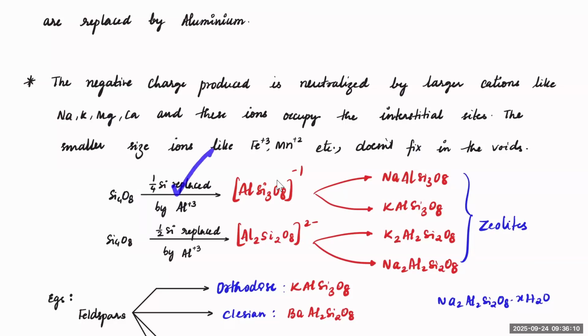And this is one fourth of the silicon replaced. Sometimes two silicons can be replaced. If two silicons are replaced, I'll get this as Al2Si2O8 2 minus. Basically, you can replace some amount. After the replaced form, you will get these stones. And these are called zeolites.